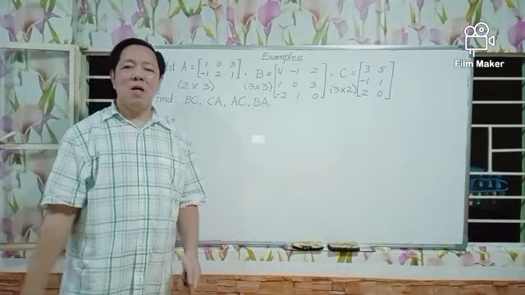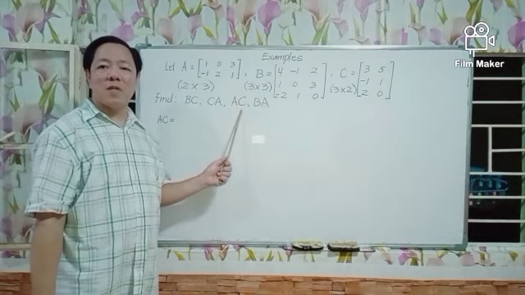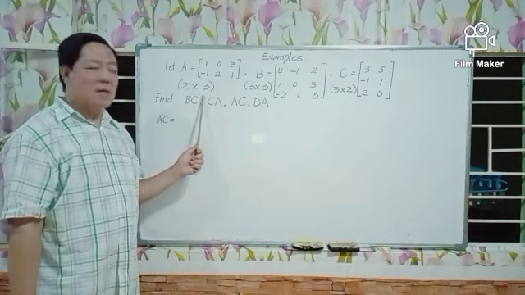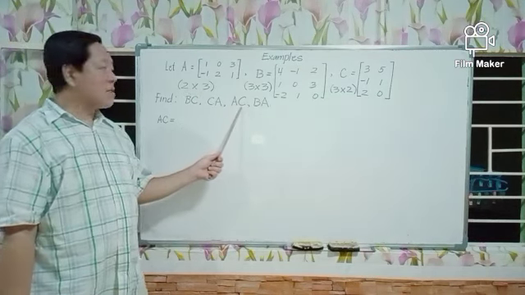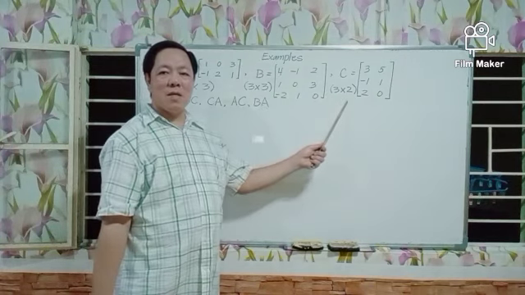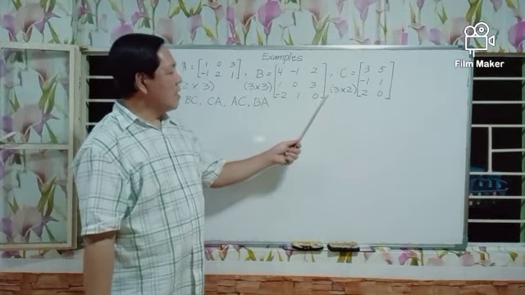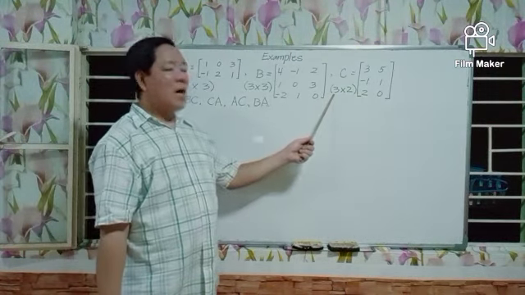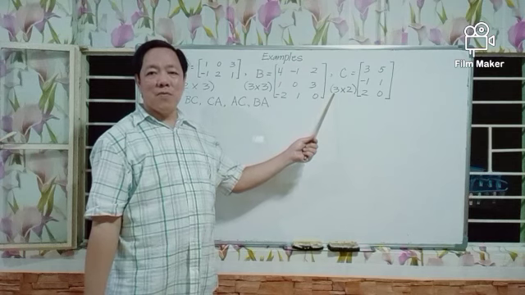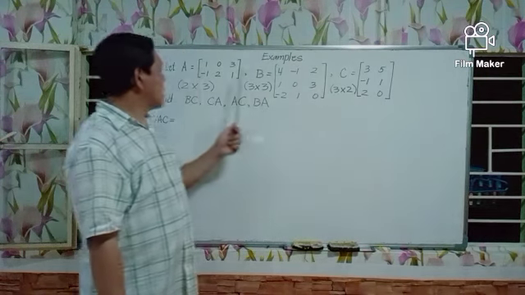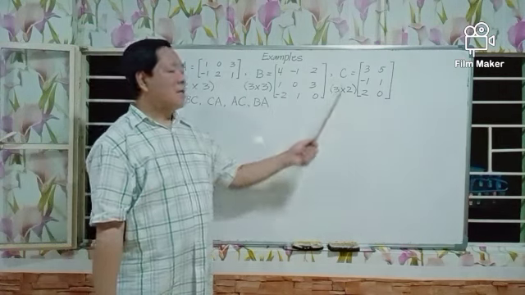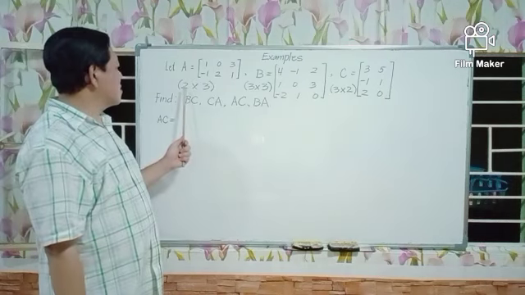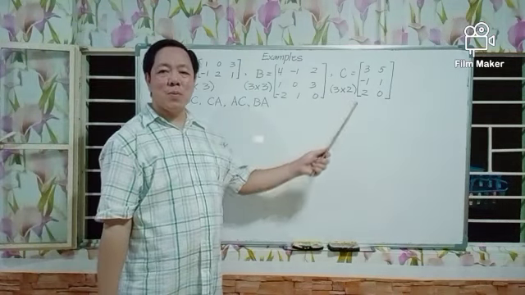We now find the product of matrices A and C. First, we check if the product is defined. Matrix A is a 2 by 3 matrix, and matrix C is a 3 by 2 matrix. And the number of columns of A is the same as the number of rows of C. Therefore, the product of matrices A and C is defined. And the size of the product is 2 by 2.